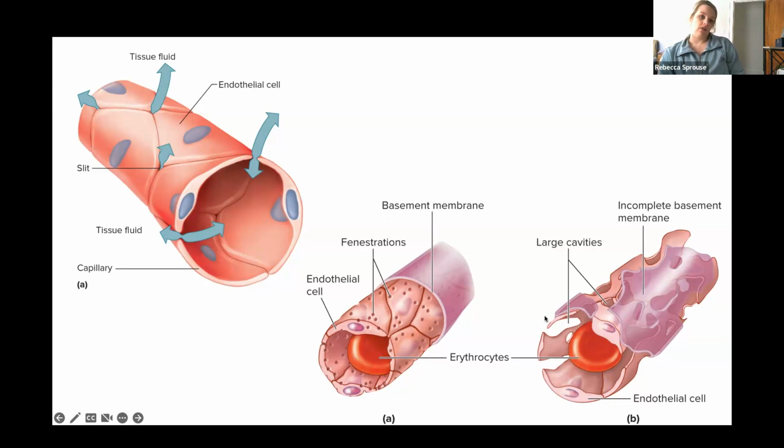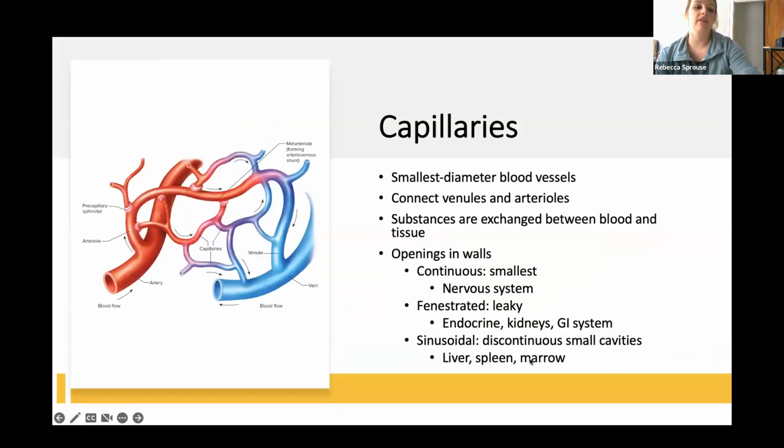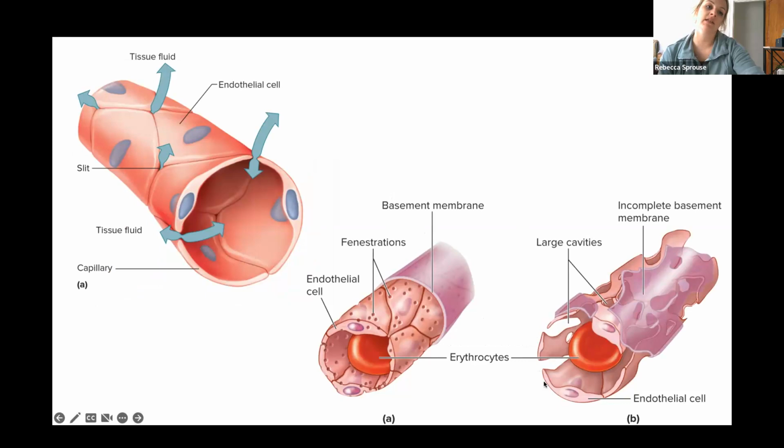Sinusoidal are going to have the largest gaps between all of those epithelial cells. It almost looks broken, right? And the large cavities, liver, spleen, bone marrow, let large amounts of cells, red blood cells, be able to exit and leave in those capillaries so that they can be destroyed or released into circulation.